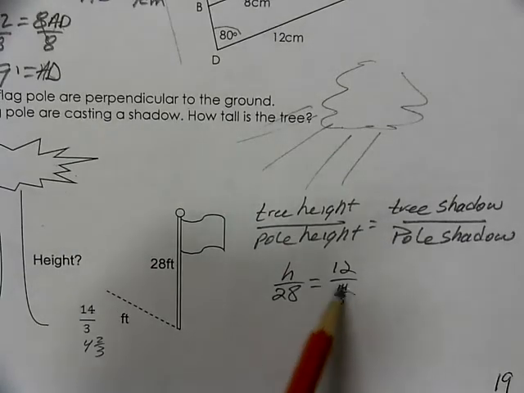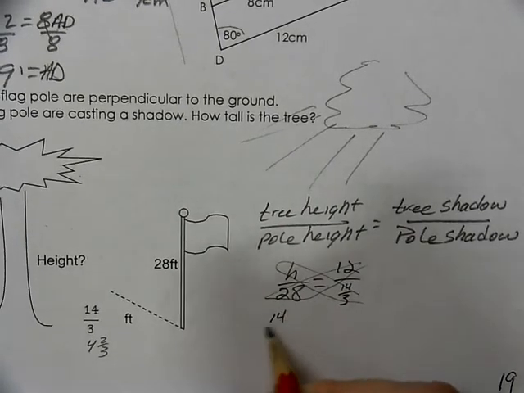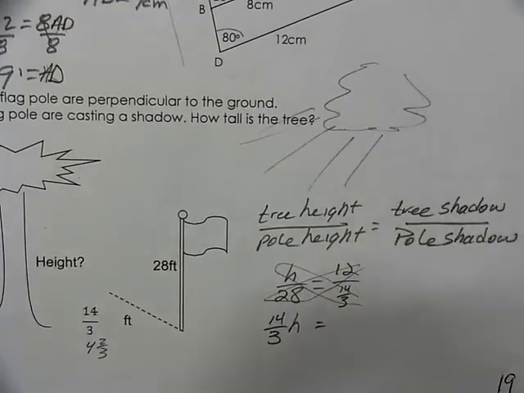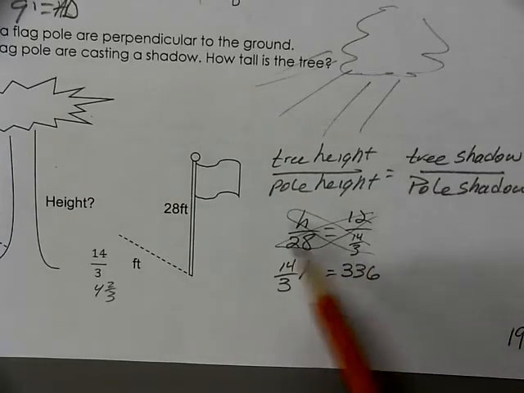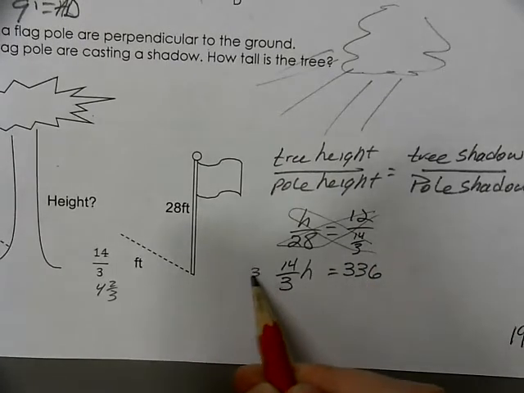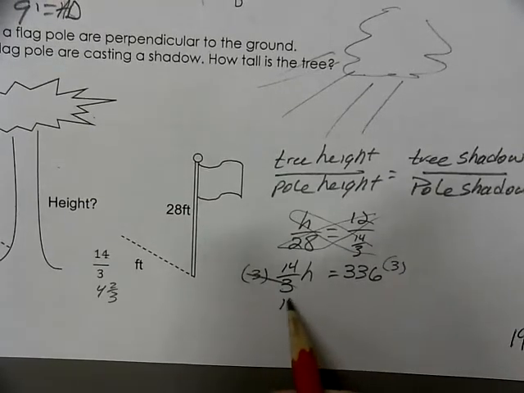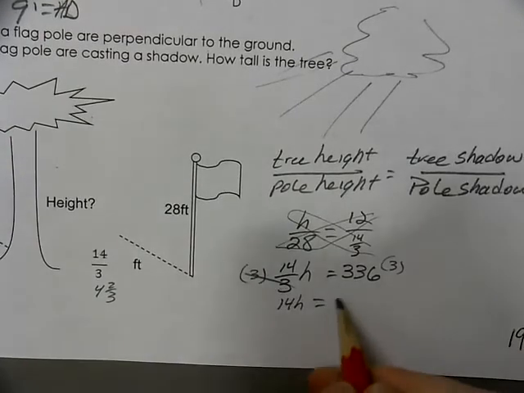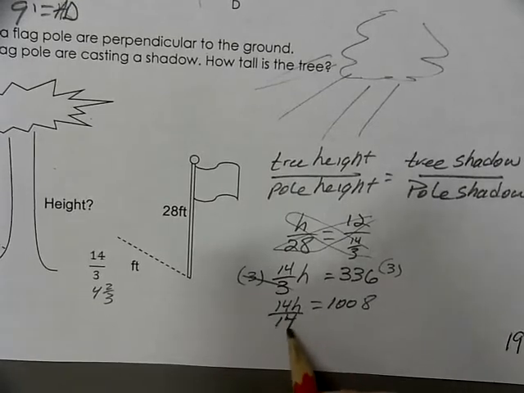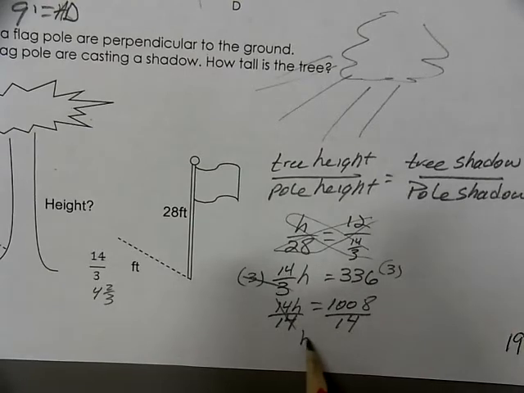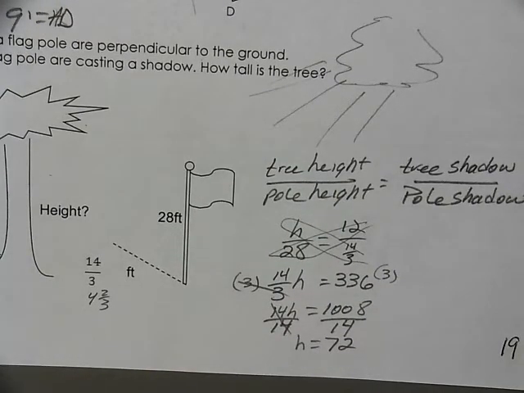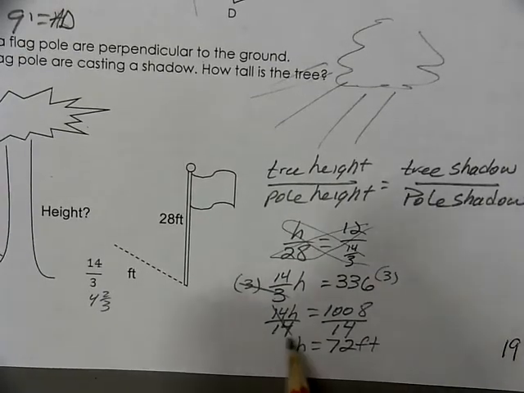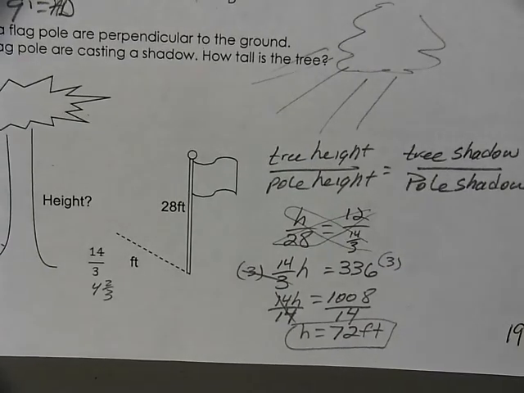Now, that's a little tricky to work with, but we could just cross multiply if we want. Might make things a little bit easier. 14 thirds times h equals 12 times 28, which is 336. If we're using a calculator, we might as well use the big numbers. Or you could reduce, but not real easy to reduce in this case. So now we're going to multiply by 3. 14h, and that's 1008, and divide by the 14. Notice I did not turn this into a decimal. And that comes out to be exactly 72. So it's 72 feet. Feet are the units. So the tree height is 72. Good luck.